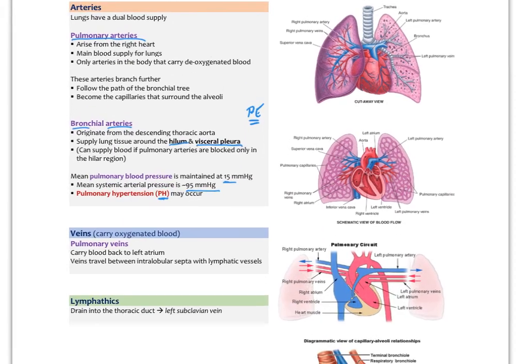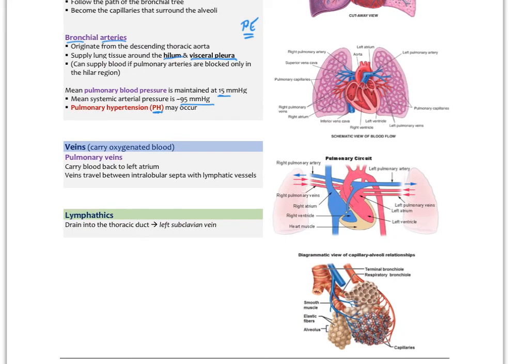The pulmonary veins, again, carry the oxygenated blood away from the lungs back to the left heart, to the left atrium. And so that's the venous system. And then there are lymphatics that drain the lungs into the thoracic duct, which drains into the left subclavian vein. And that goes back to the heart. So that's the arterial system, the venous system, and lymphatic system.